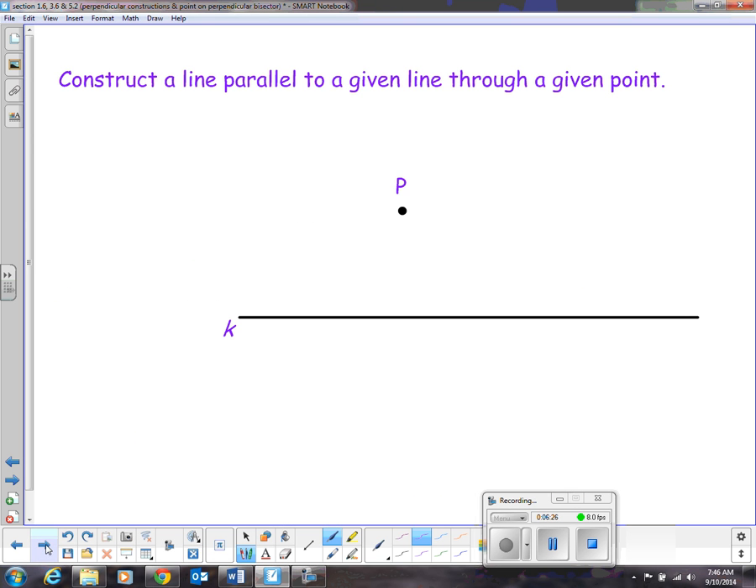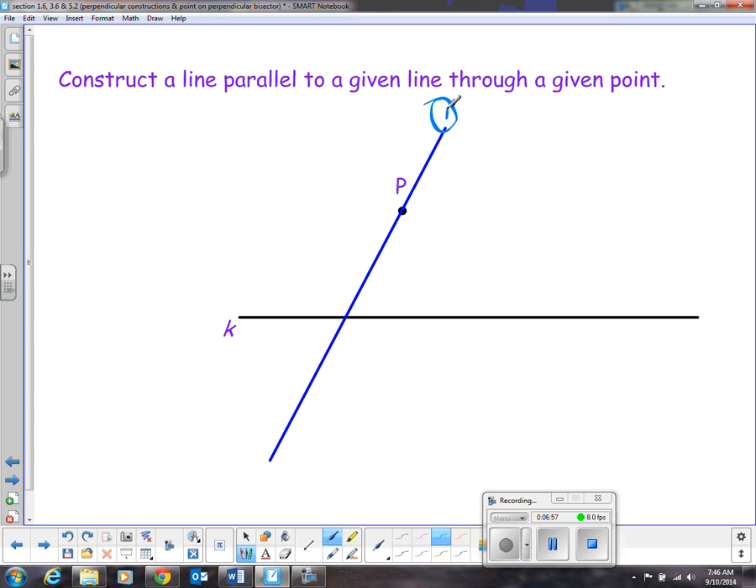All right, we're going to start for our parallel. We're going to take our straight edge. We're going to construct or draw a line that passes through P and intersects K. Any questions here? I don't know if you want to label these steps or not. So this would be step 1.